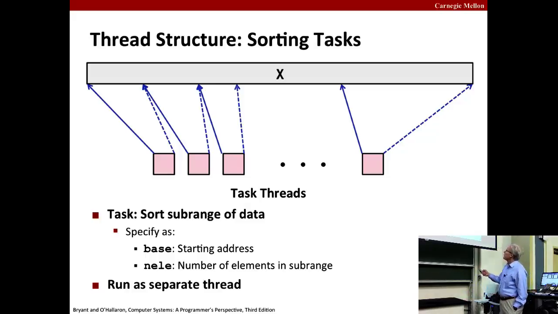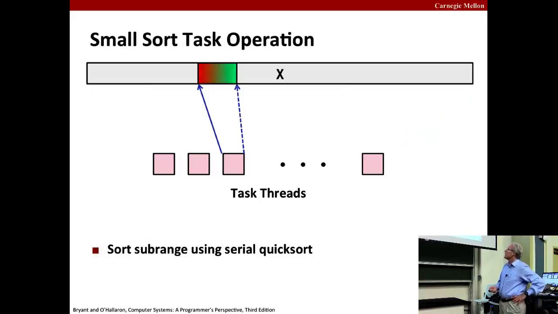So the basic rule will be any given thread at any given time has been assigned a sub-range of this array to be sorting. And it will be specified by the base, meaning the starting point of this particular range, and then the number of elements that it's told to sort.